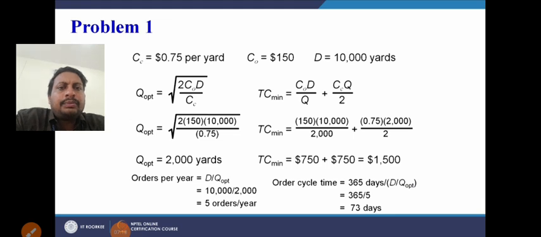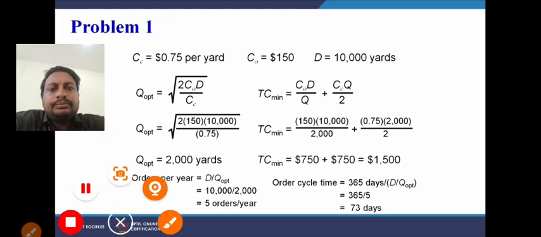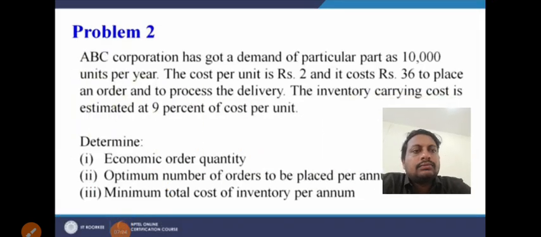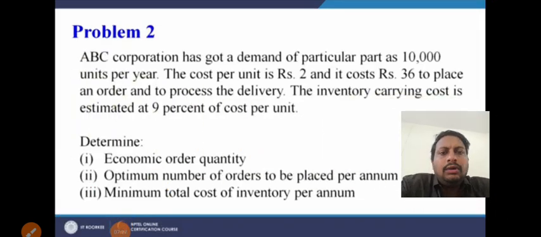Now we'll solve problems 2 and 3 also. We are solving problem 2. This problem is also related to the economic order quantity. The ABC Corporation has a demand for a particular part of 10,000 units per year. The cost per unit is 2 rupees. It costs 36 rupees to place an order and process the delivery. The inventory carrying cost is estimated at 9% of cost per unit.